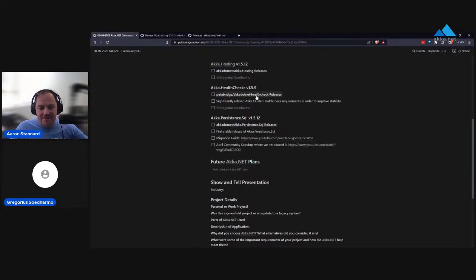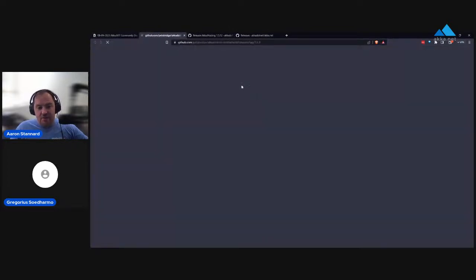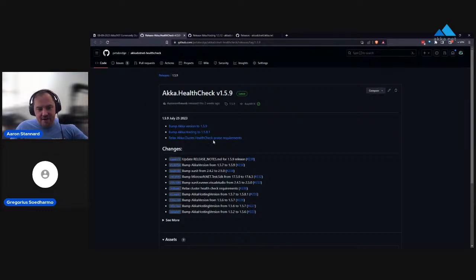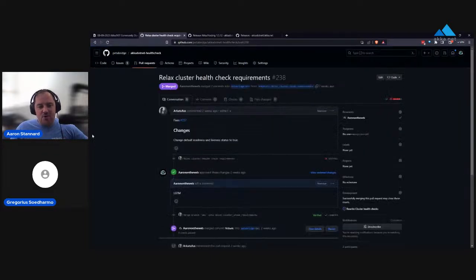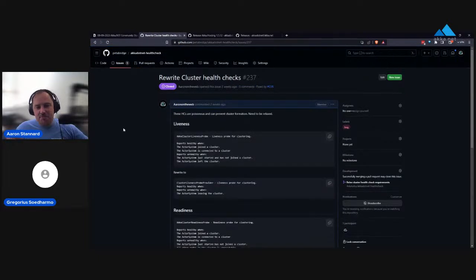Next, we have Akka.HealthCheck. The big change we made here was relaxing the probe requirements. If I go back to the discussion issue, even though you're the one who fixed it, Gregorius, I reported it, so I guess I'll comment on it real quick. There was an interesting conundrum that got reported with the Akka.cluster health checks, which is the checks that we had before for liveness and readiness for Akka.cluster.